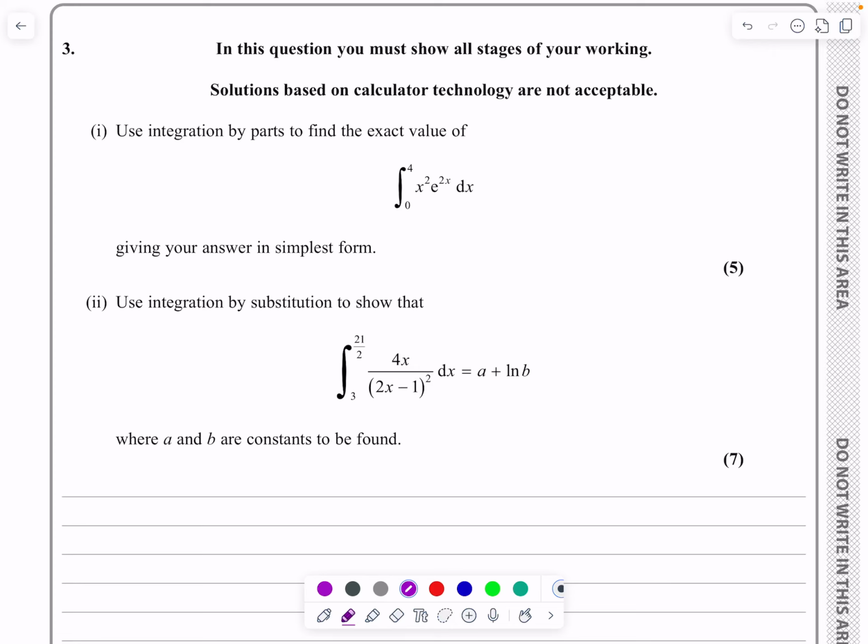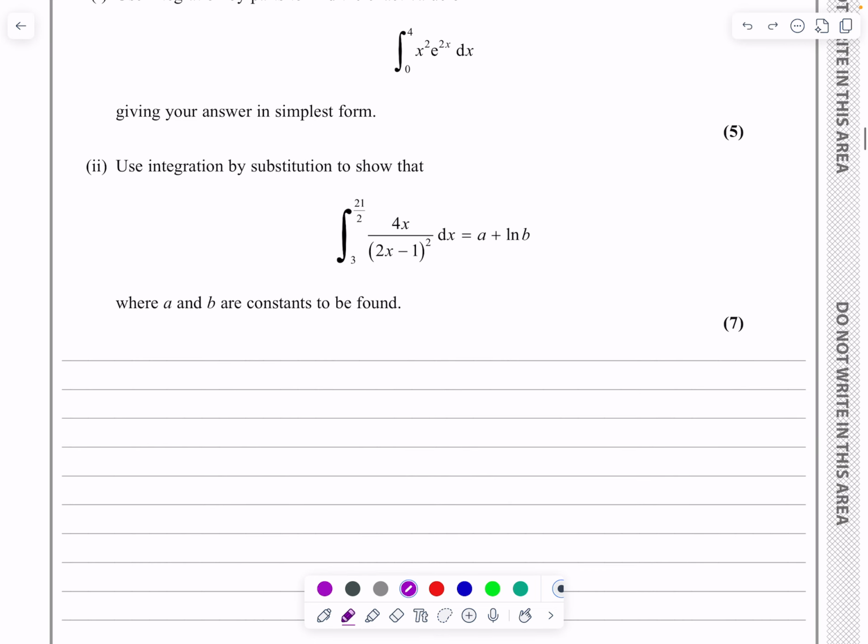Okay, this is the P4 paper from October 2023. It's question number 3, and this is an integration by parts and an integration by substitution question. 5 marks and 7 marks for each of these two parts, so quite a bit of work to do for each one. Let's have a look at them.